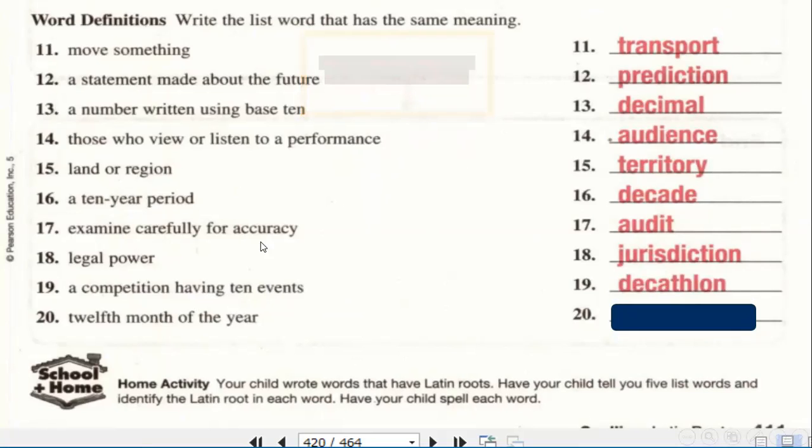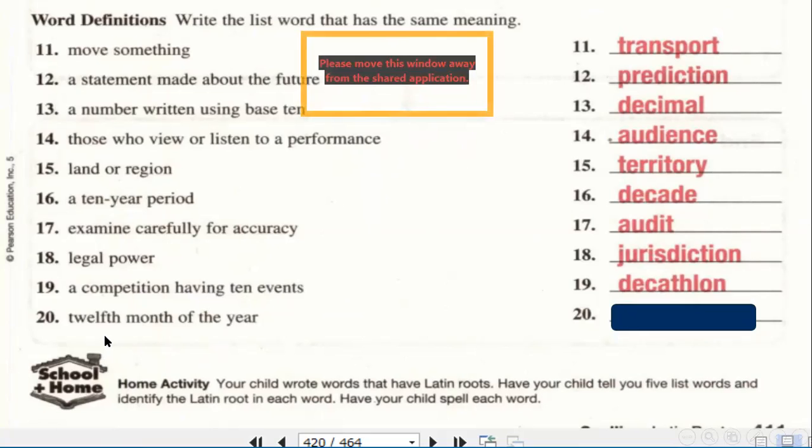The last one. The 12th month of the year, meaning the last month of the year. December. Yes, December.